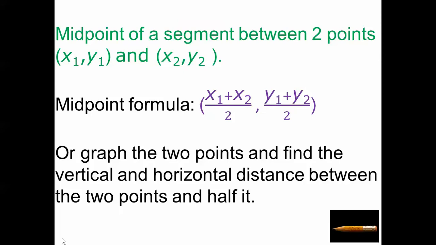Alright, the midpoint of a segment between 2 points, x1, y1, and x2, y2, is x1 plus x2 divided by 2, and here's our comma because we're looking for a point. And we know that our points look like this, x comma y. So then y1 plus y2 over 2. So we can use our formula, or we can graph the 2 points and find the vertical and horizontal distance between them and cut it in half. And I'll show you how to do that in a minute.